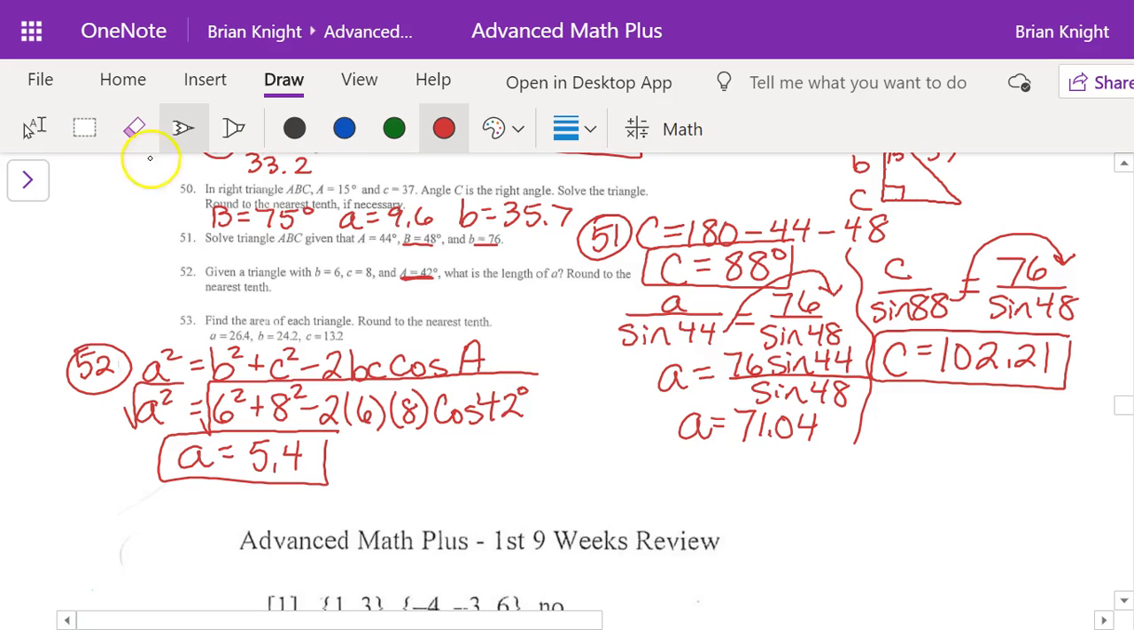Last but not least, 53. Let me erase over here so I can get just a little more room for the last one. Yay. All right, so that's going to take a little while to erase.